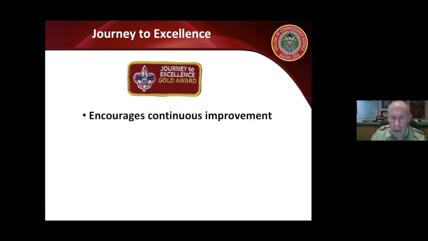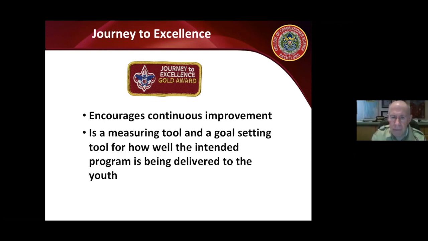The Journey to Excellence effort encourages continuous improvement. We did well on this last year. Could we do even better for the next year? It is a measuring tool and a goal-setting tool for how well the intended program is actually being delivered to the youth.